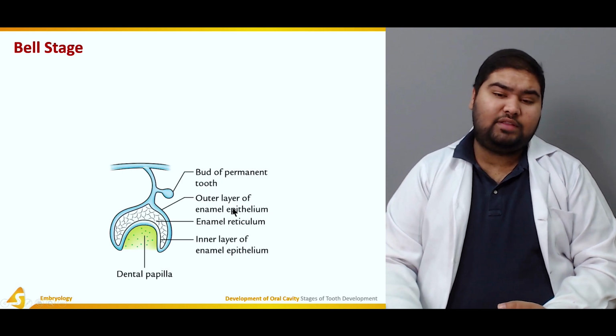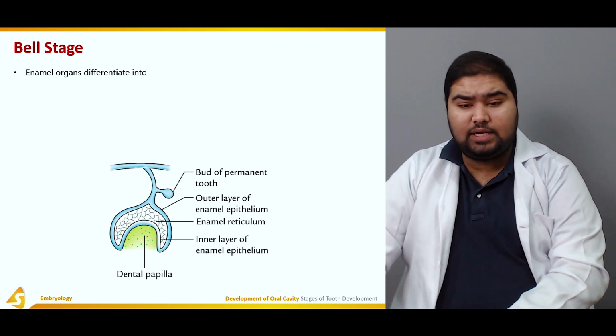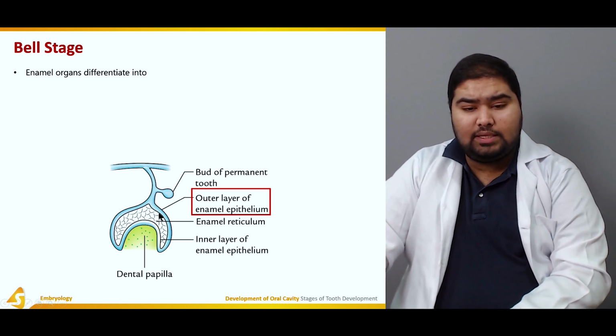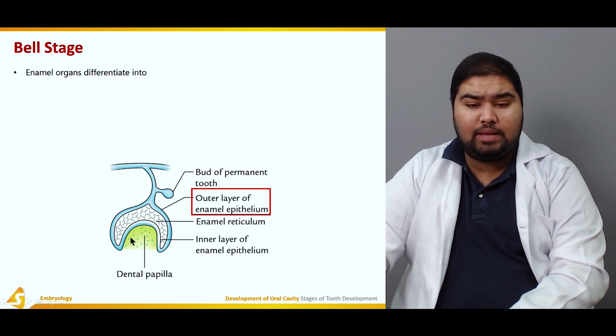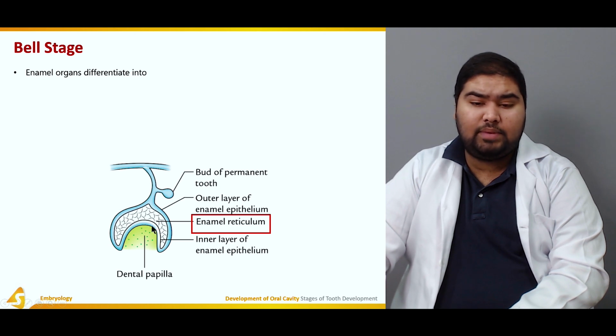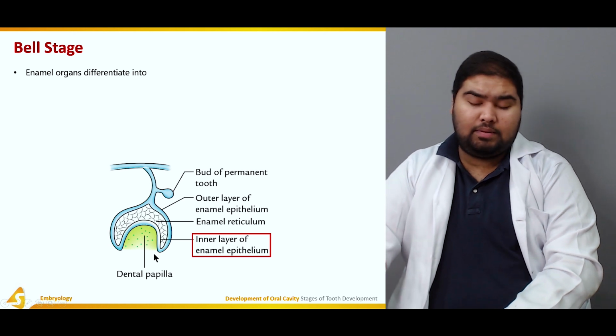Now we have the bell stage. So the enamel organ differentiates into an outer layer. So this was the enamel organ. It differentiates into the outer layer of enamel epithelium. Then we have the enamel reticulum in the middle, and we have the inner layer of the enamel epithelium.